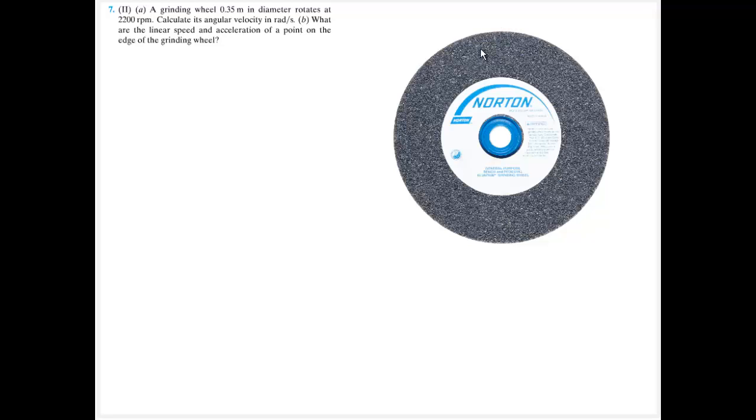So these are the lecture problems for Chapter 8. Take a second to read the problem. This is really just to get familiar with working with converting between RPMs and radians per second, as well as converting between linear speed and acceleration and angular. So here I have a grinding wheel that is rotating at some angular velocity. I'm given that in revolutions per minute, and I'm asked to convert it into radians per second.